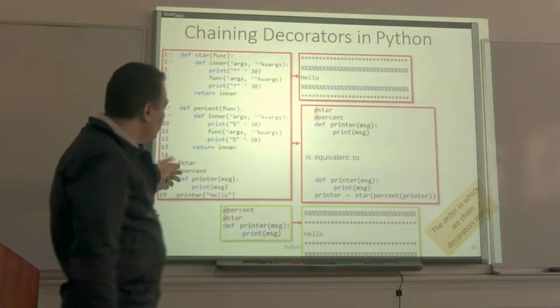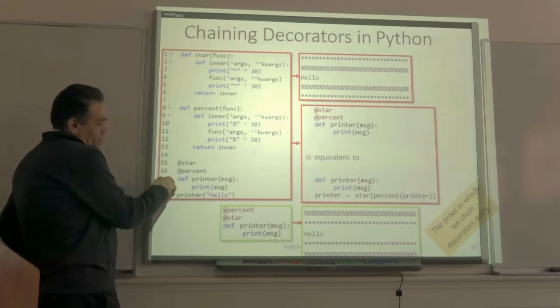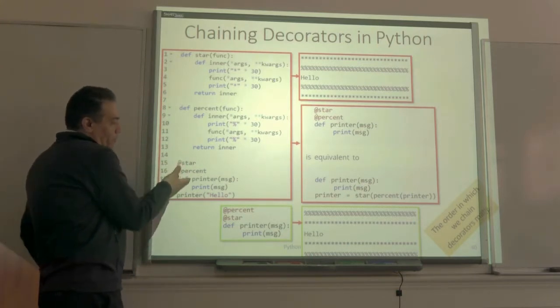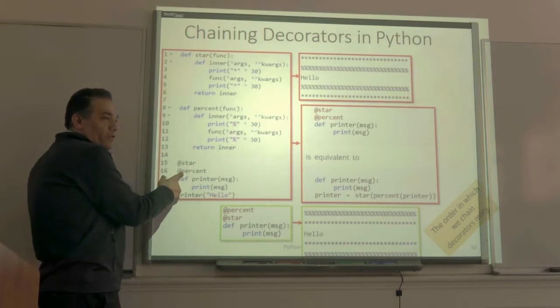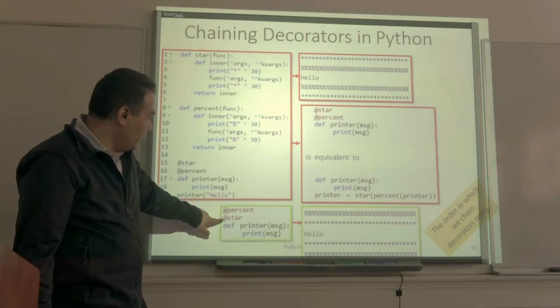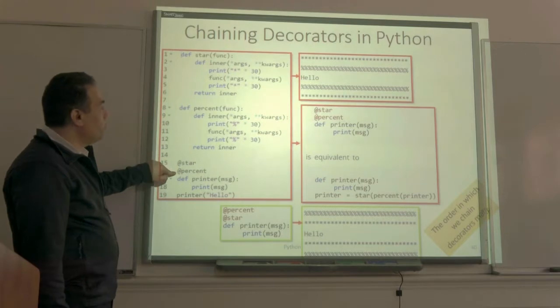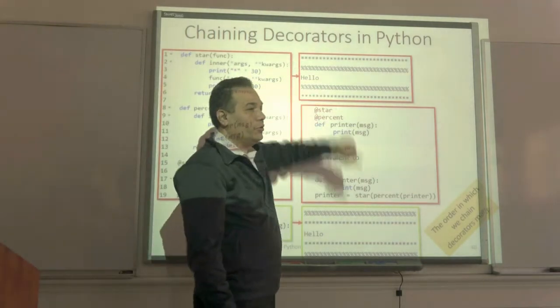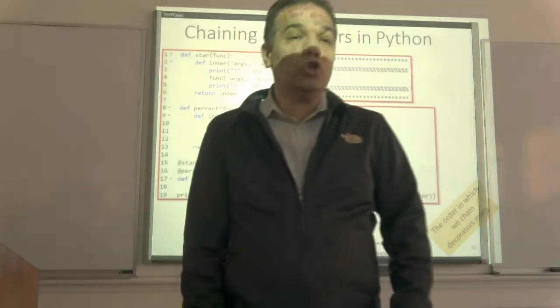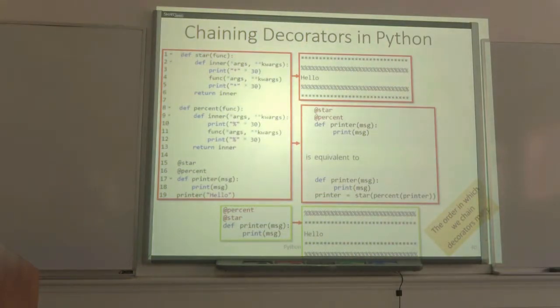The order is very important. It will start from this one and then this one. If you flip them, it will start with this one and then this one. So when I did, for example, percent and then star, it started with the percent and then the star. When I did star and then percent, it started with the star and then the percent. That means a function could have multiple decorators.